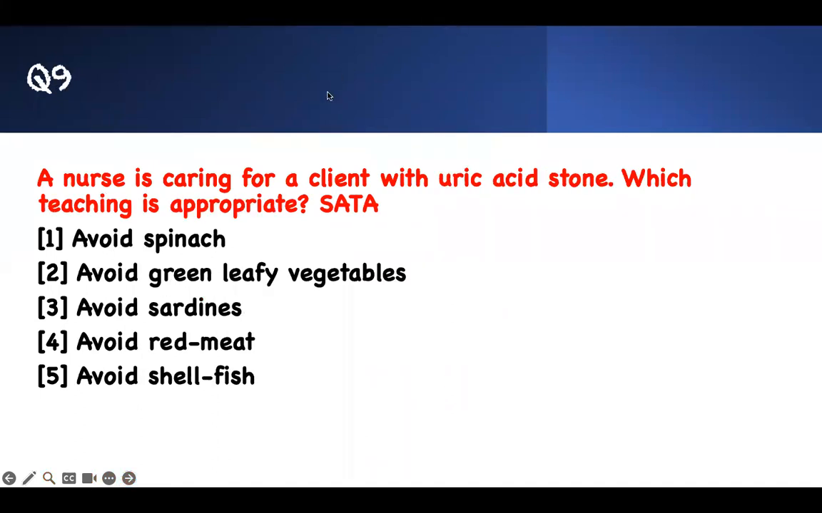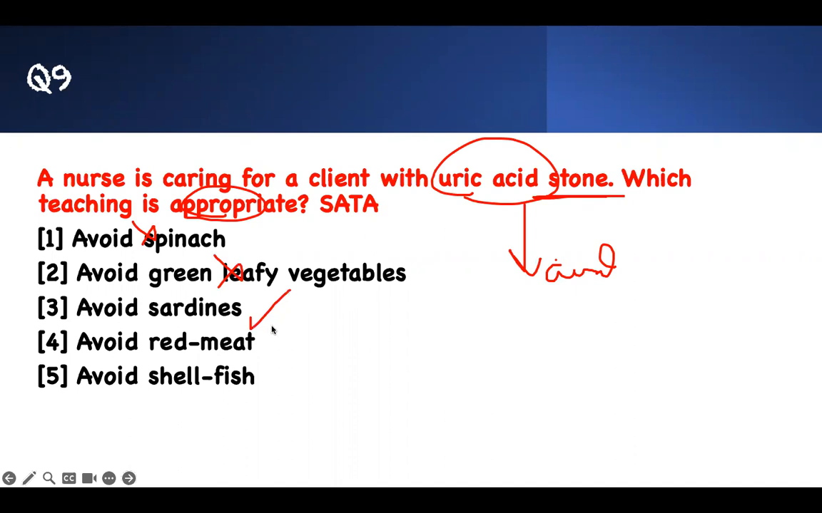Next question. Which teaching is appropriate? Appropriate teaching. And then it's caring for a client with what? Uric acid stone. Keyword, uric acid. How do you avoid uric acid? You've got to avoid certain foods. Spinach is not one of them. Leafy vegetables are not. Sardines, excellent, a lot of uric acid. Red meat and shellfish too. So that one. You should avoid it.